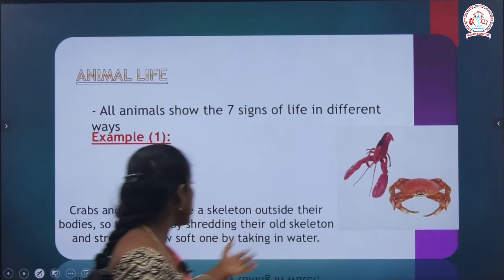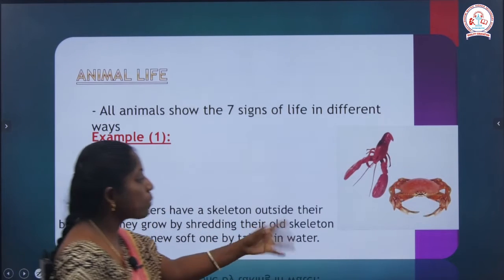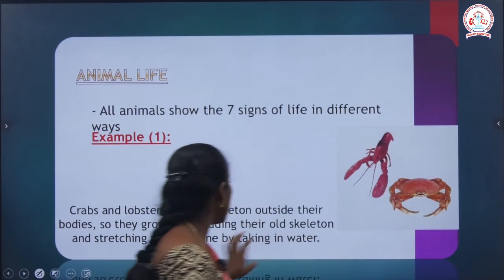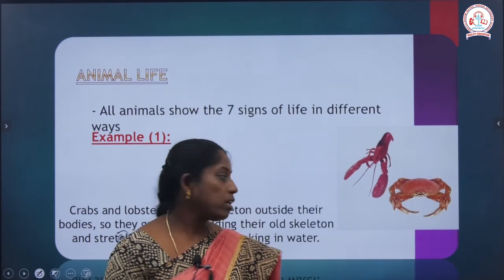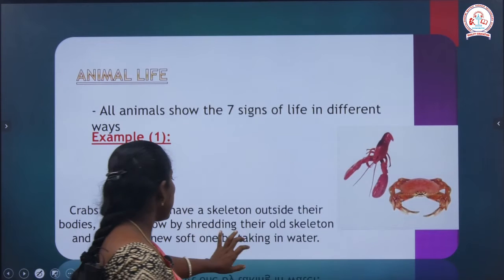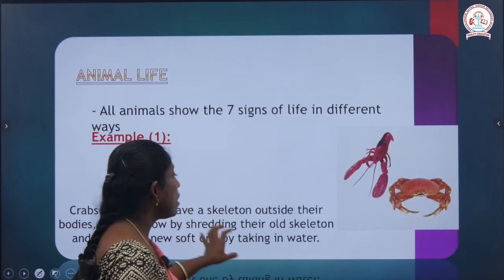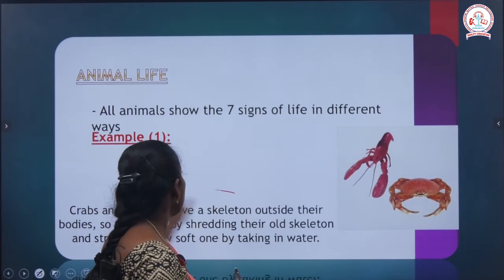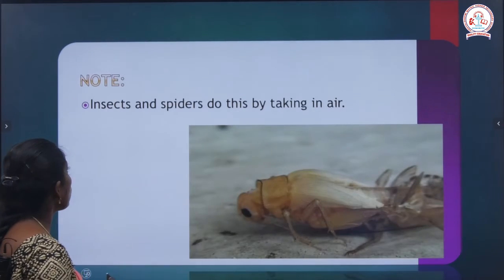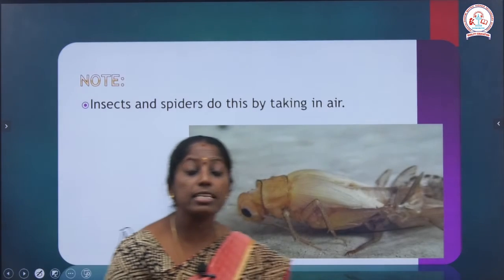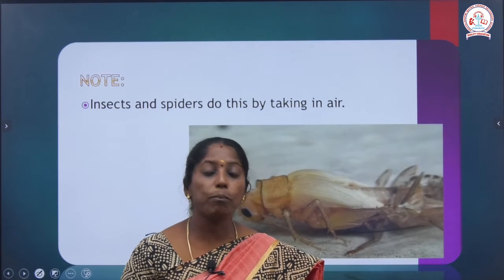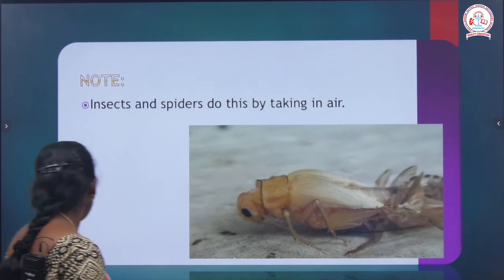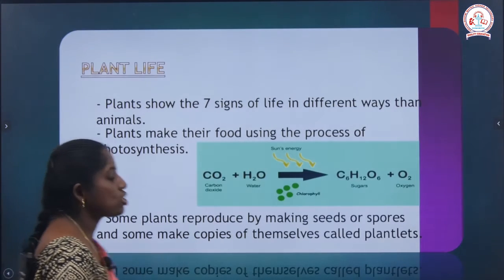Even crabs and lobsters, if you see, have an outer skeleton, unlike us, and they have that in water. Then next one, what is that? Insects and spiders are also taking in air. They also breathe, that's why they are given in that picture. The next one, what is that? Plant.